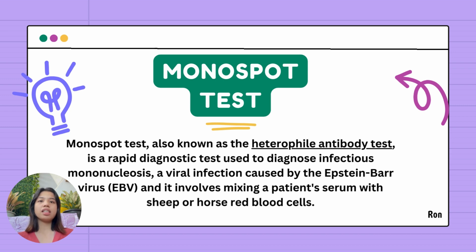The Monospot test is well known for its rapid results and simplicity in use, making it a useful instrument for healthcare practitioners to utilize when diagnosing infectious mononucleosis in patients with symptoms such as fever, sore throat, and swollen lymph nodes. However, in the early stages of infection, it may produce false negative results. Therefore, clinical correlation is required for proper diagnosis.